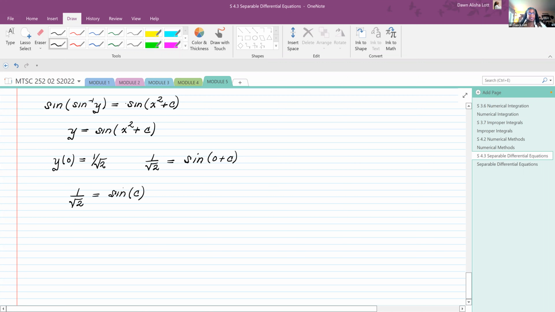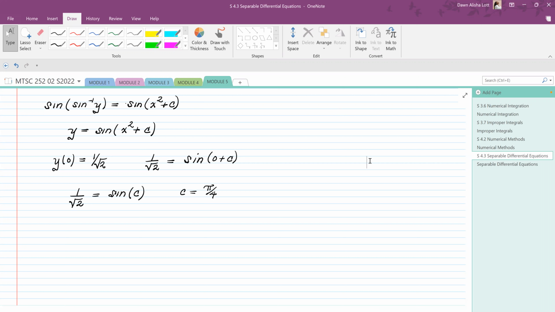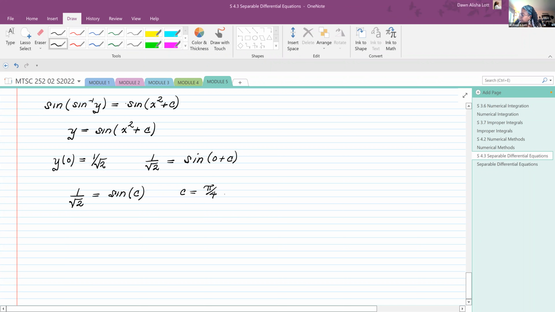Now, I really only want one answer, and it looks like I could have a bunch of answers. c could be pi over 4, because the sine of pi over 4 is 1 over the root of 2. c could be 3 pi over 4, because the sine of that is 1 over the root of 2. So this question looks like it doesn't have a unique solution.